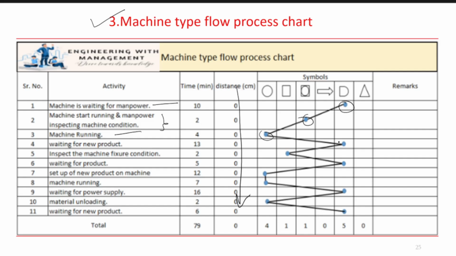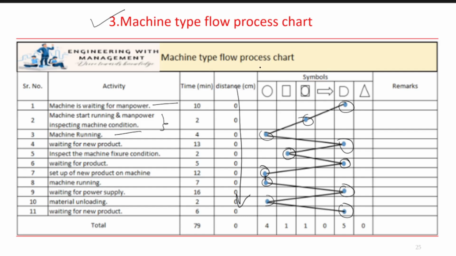Waiting for the new product, a delay is mentioned. Inspect the machine fixture condition, inspection is mentioned. Waiting for the product, delay is mentioned. Set up the new product on the machine, so an operation is mentioned. Machine running, operation is mentioned. Waiting for the power supply, so a delay is mentioned. Then the material is unloaded, operation is mentioned. And last is waiting for the new product, the delay is mentioned.